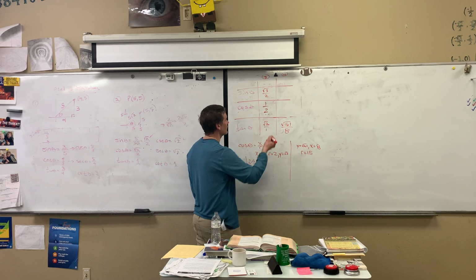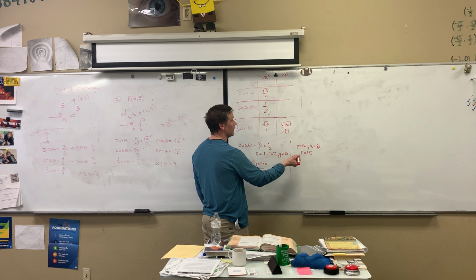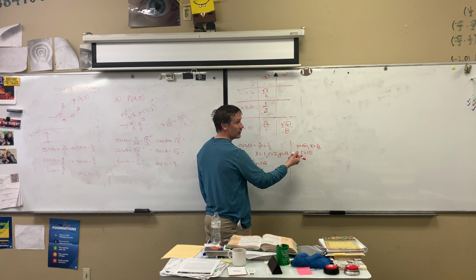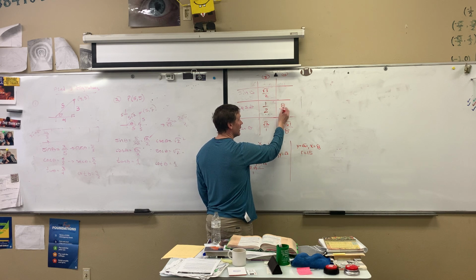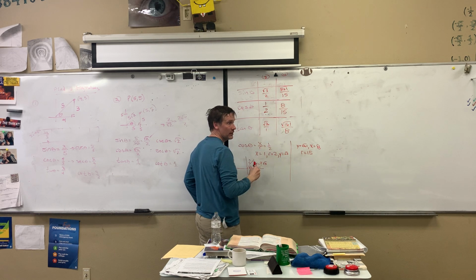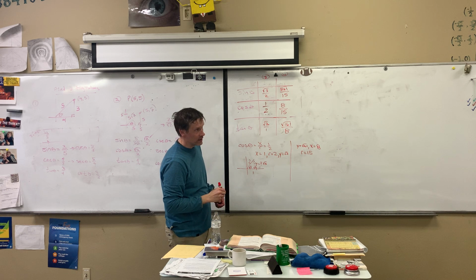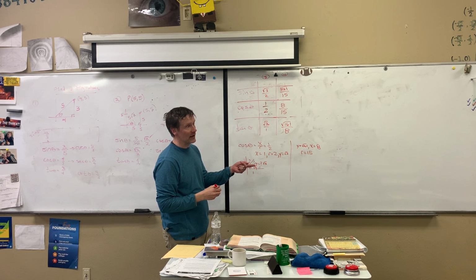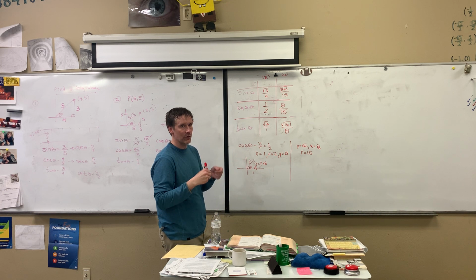And so what is cosine? Cosine is x over r, 8 over 15, and then sine is y over r, root 161 over 15. Drawing a right triangle could help with that too, so you can think in SOHCAHTOA terms.